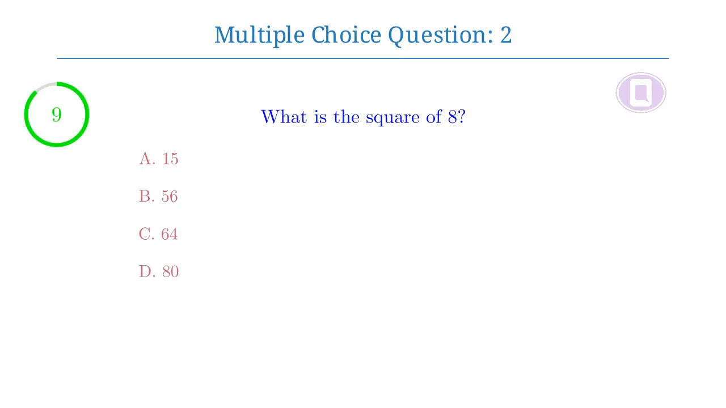Now let's consider another multiple choice question about squared numbers. What is the square of 8? Option A 15, Option B 56, Option C 64, Option D 80. The correct answer is option C, 64.